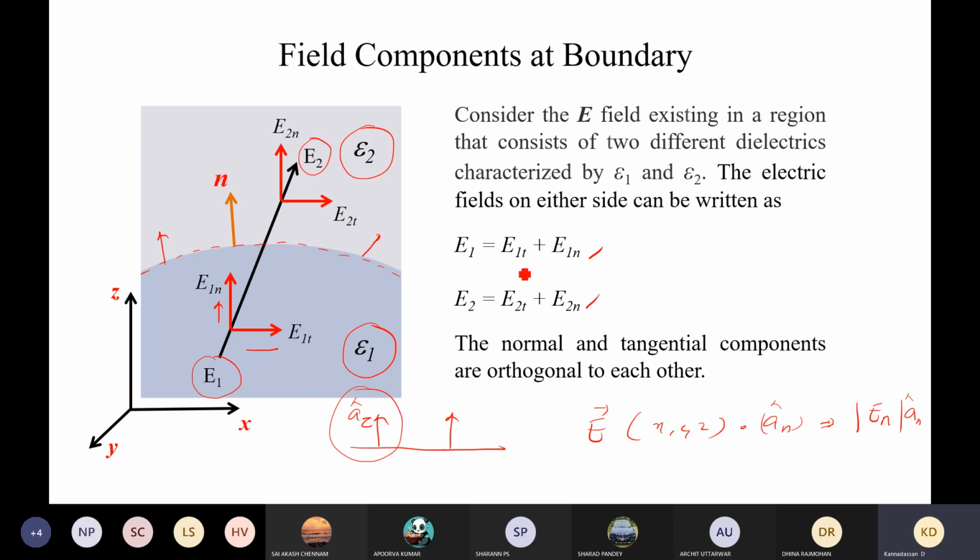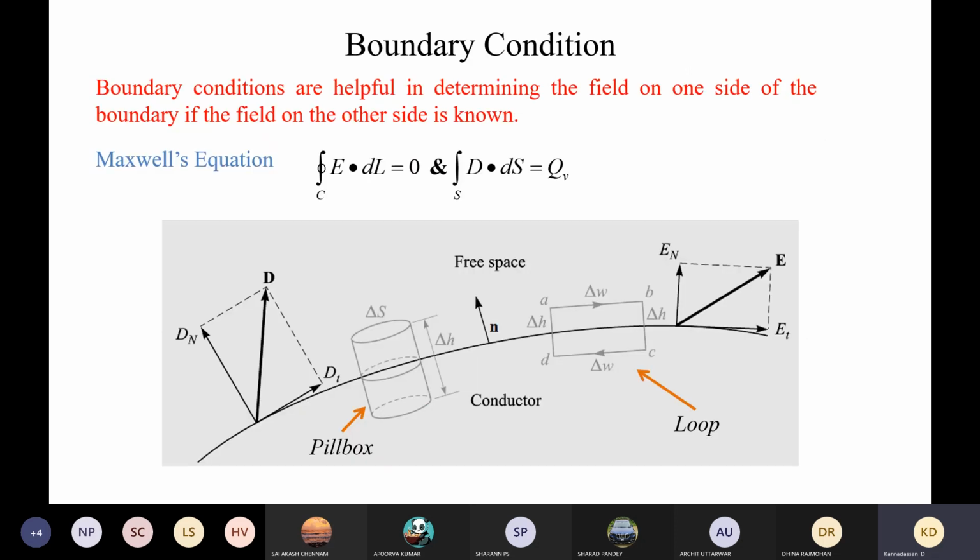Now the question is, when the tangential component and these two, what is the relationship? In order to do this, we have to apply certain conditions at the boundary, and that we can take directly from Maxwell's equations itself. So how to apply this?